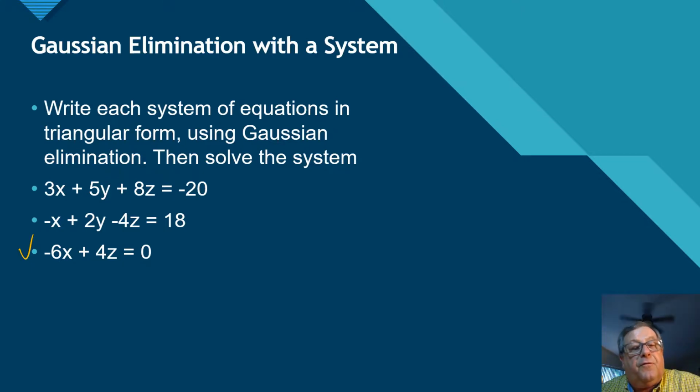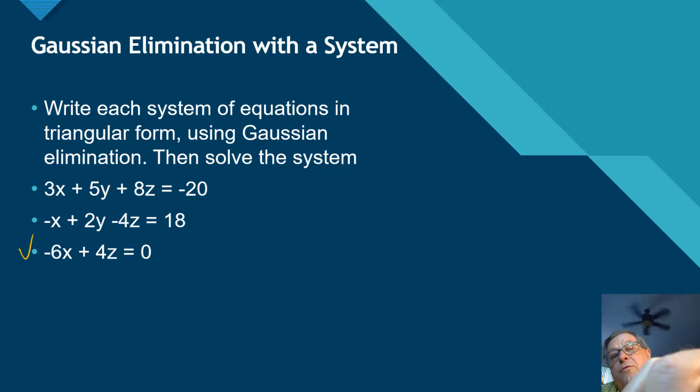And so again, what I want to do first is eliminate one of the variables, end up with two equations with just two variables, and then move forward from there. Looking here, I've got 3x plus 5y plus 8z equals negative 20. And the second equation is negative x plus 2y minus 4z equals 18. If I take that second equation and multiply the entire equation by 3, I'm going to be able to eliminate the x variable. So let's go a step forward with that.